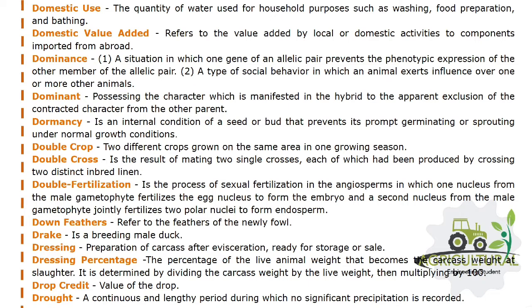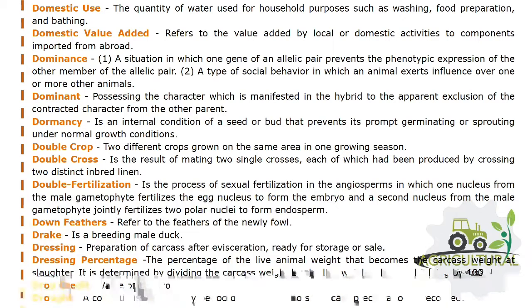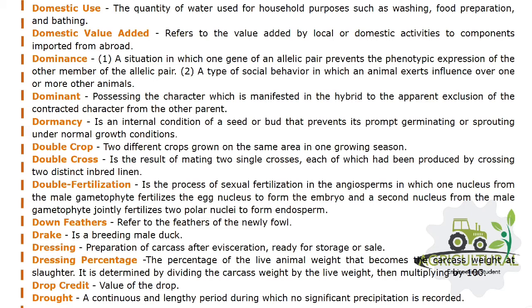Dominant: possessing the character which is manifested in the hybrid to the apparent exclusion of the contrasted character from the other parent. Dormancy is an internal condition of a seed or bud that prevents its prompt germinating or sprouting under normal growth conditions. Double crop: 2 different crops grown on the same area in one growing season. Double cross is the result of mating 2 single crosses, each of which had been produced by crossing 2 distinct inbred lines. Double fertilization is the process of sexual fertilization in the angiosperms in which one nucleus from the male gametophyte fertilizes the egg nucleus to form the embryo and a second nucleus from the male gametophyte jointly fertilizes 2 polar nuclei to form endosperm.